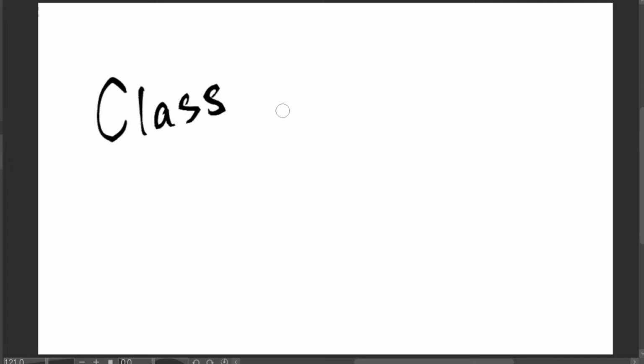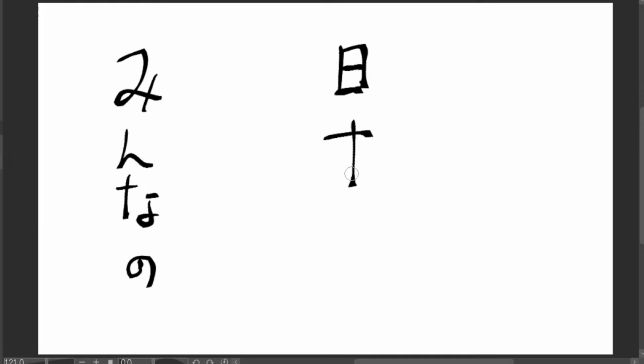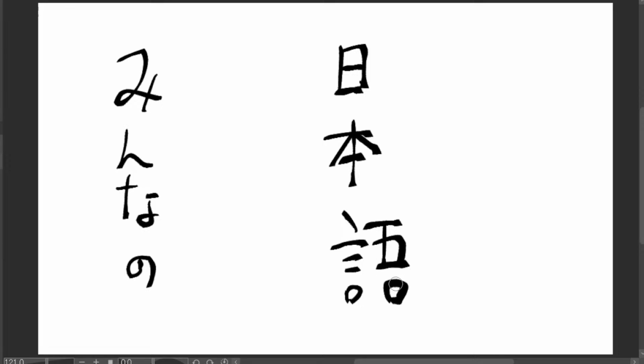So this is class number 3, and last week we did chapter 2 from Minna no Nihongo. So I'm using the book Minna no Nihongo. Last time I did chapter 2, so this time I'm going to do chapter 3. Okay, so we'll be going to chapter 3.